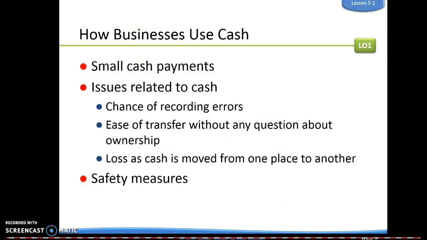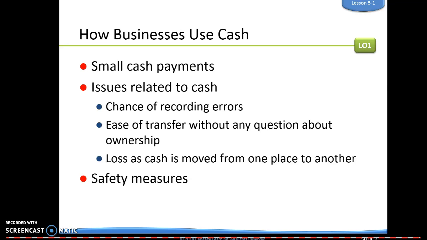Okay, so how businesses use cash. When we talk about businesses and actual cash, they're only going to have small amounts of cash on hand. They're not going to have a lot of cash. When they are going to use big payments, that's when they're going to use checks.